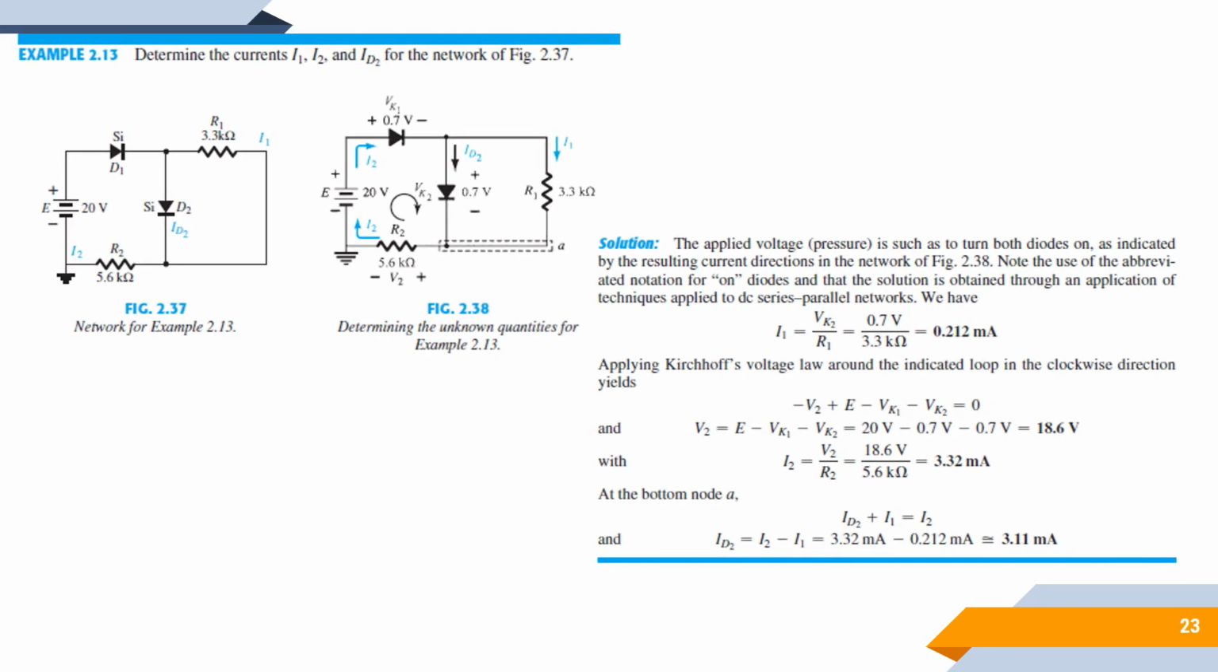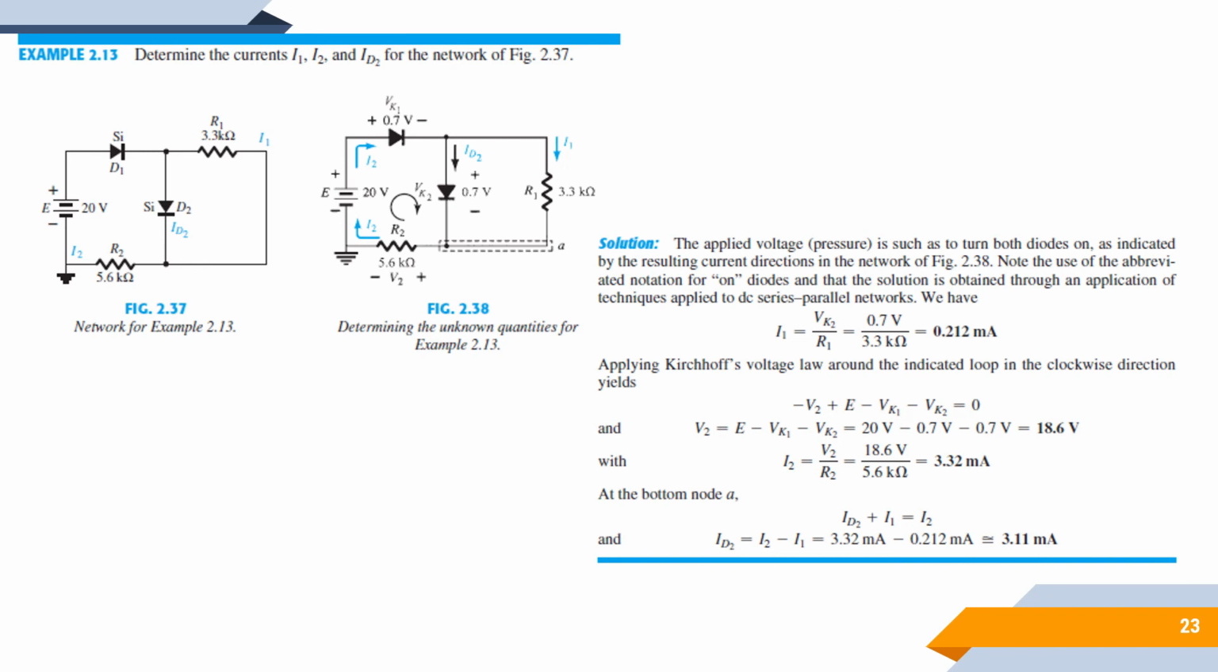So, last example, determine the currents I1, I2, and ID2 for the network of figure 2.37. So, makukuha na natin yung I1 since given na yung voltage ng diode 2 and yung R1 natin. So, VK2 over R1 is equals to 0.7 over 3.3 kilo ohms is equals to 0.212 milliampere. Para makuha natin yung voltage, ay i-apply natin yung Kirchhoff's voltage law. So, now, negative V2 plus E minus VK1 minus VK2 is equals to 0.